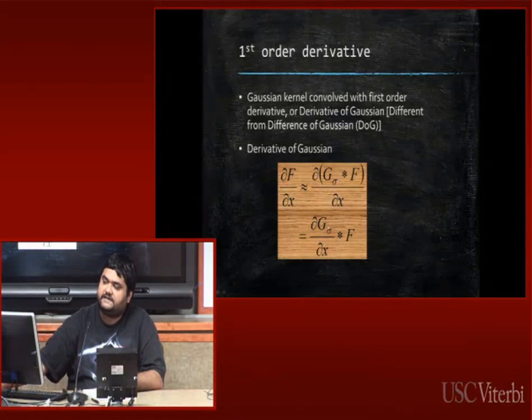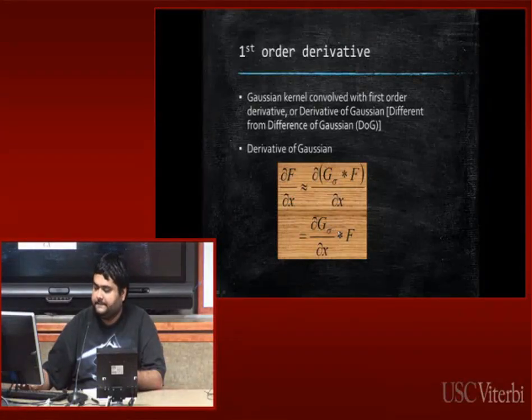So basically, this is derivative of the Gaussian, and I can interchange the 2 operations in the discrete domain because you're using convolution here, and it's a linear operator.